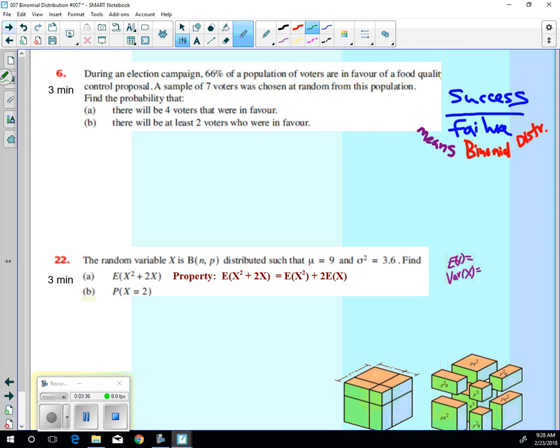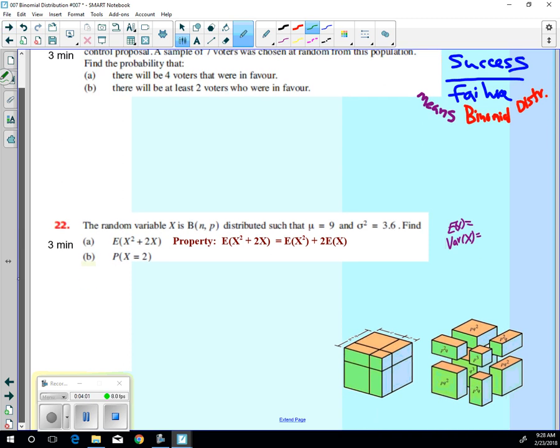Okay, you talked me into it. Let's go to number 22. 22 is the one you're probably going to have the most trouble with, and I want to make sure everybody can handle it. The random variable X is in the binomial distribution such that mu is equal to 9 and the variance is 3.6. Find the expected value of X squared plus 2X, and then find the probability of X equal to 2. This is a beautiful paper 1 problem that you could expect on an IB test. It looks absolutely horrible, but it's not.